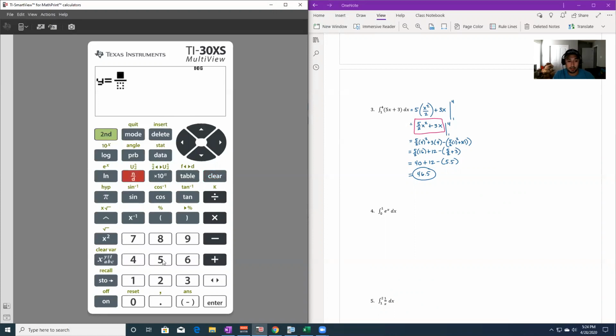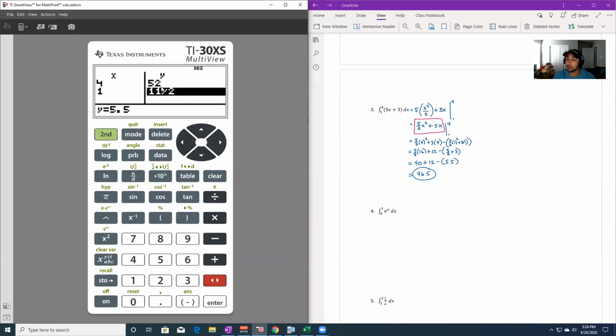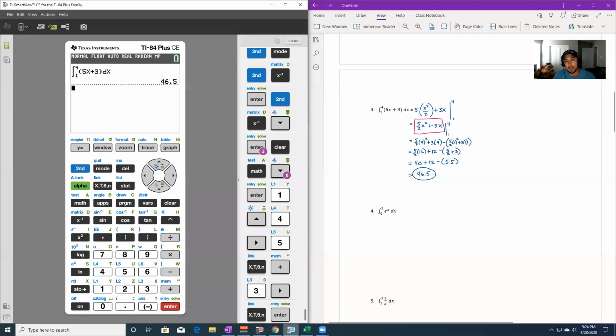So fraction button, 5/2. If you don't have a fraction button, well, 5/2 is just 2.5. X squared plus 3x. Enter, enter, enter. Ask X. And now I'm going to type in the top interval, which is 4. I get 52. I'm going to type in the bottom interval, which is 1, which is 11/2. Or scroll over, change it to 5.5. And just like I did on the paper, 52 minus 5.5, 46.5. Works either way.